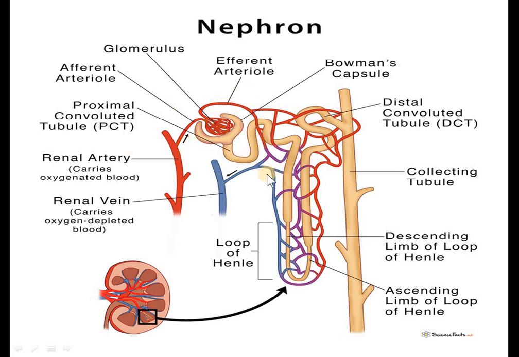Then this one is known as a Bowman's capsule, this one is a PCT, this is loop of Henle, this is a DCT, distal convoluted tubule, and it is a collecting duct. Urine, how urine is formed, see in the next slide.